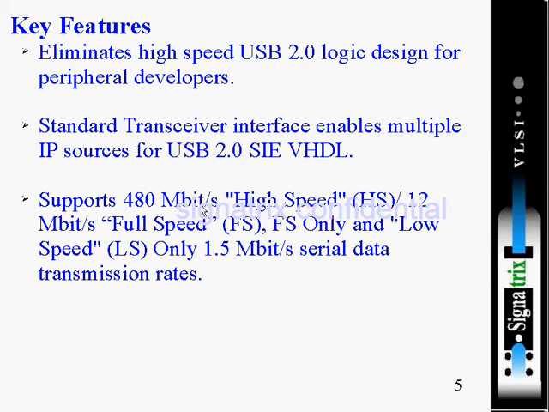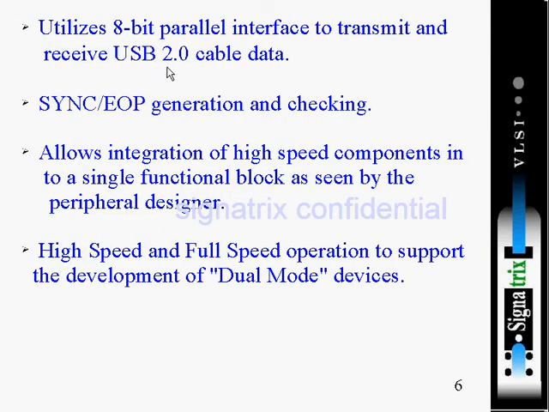It supports 480 megabits per second high speed, as you all know, 12 megabits per second in full speed only, and low speed only 1.5 megabits serial data transmission rate. They are talking about every bit. Now it utilizes an 8-bit parallel interface to transmit and receive USB 2.0 cable data.